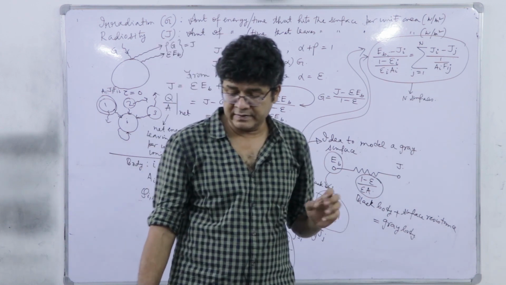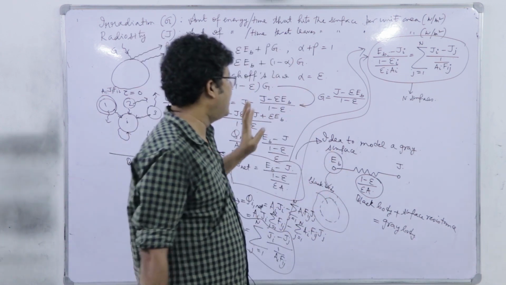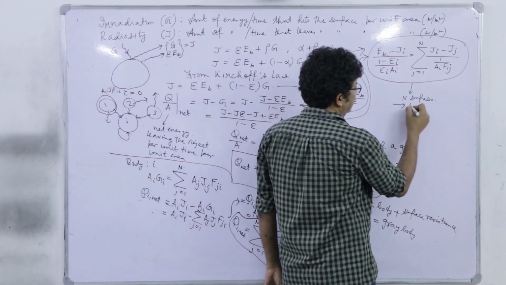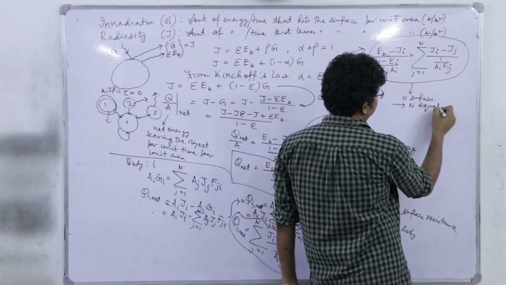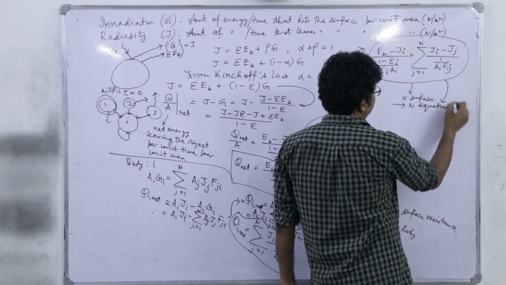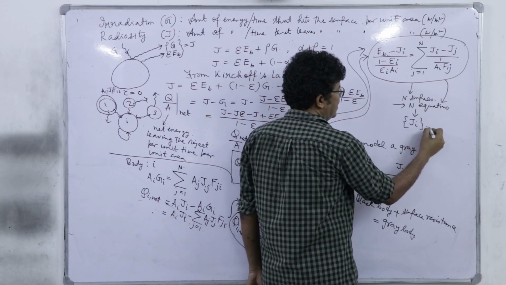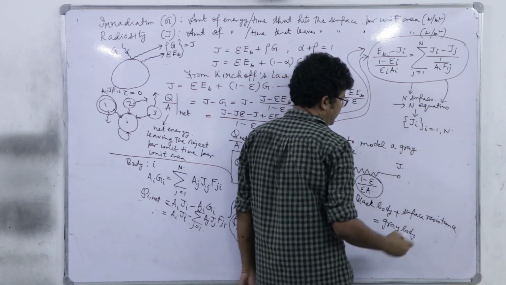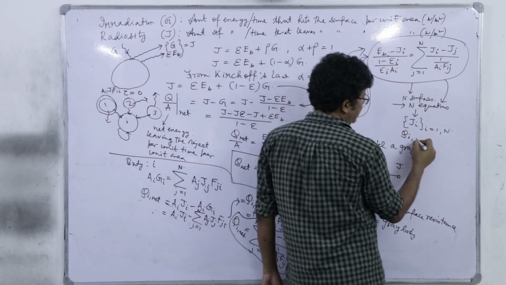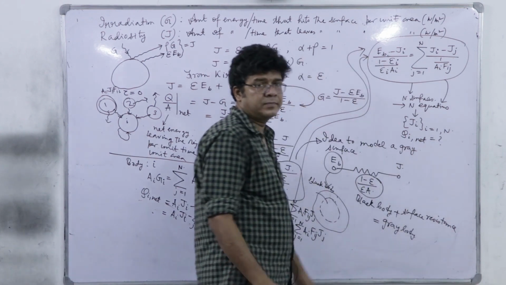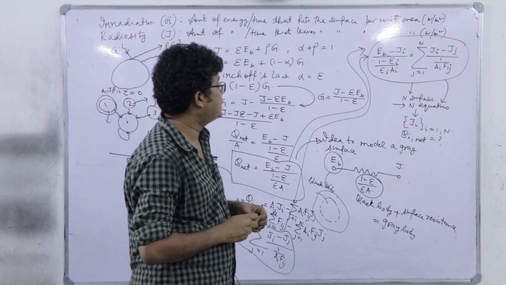However, the point is that if I have n number of surfaces, I will get these n equations from here, and we can solve for Ji, i equal to 1 to n, right? And we can also calculate this Qi net. Okay, we can calculate the Qi net.